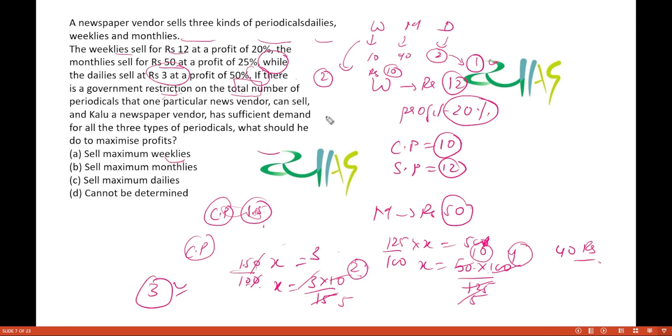See, if you are selling 10 dailies, you are getting 10 rupees. If you are selling one monthly, you are getting how much? You are getting 10 rupees as profit. And if you are selling 5 weeklies, you are getting 2 rupees as profit. So maximum you sell what? Sell the maximum monthlies. If you are able to sell maximum monthlies, then you will get more profit. I hope everybody is clear with what we calculated here.